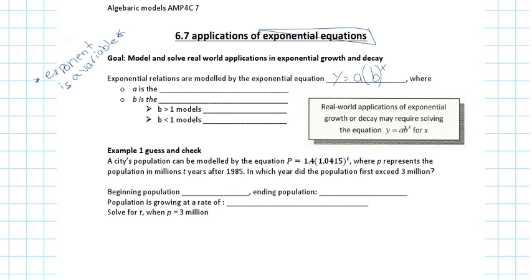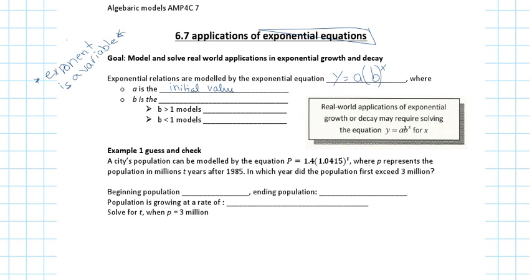So a is called the initial value. That's your starting point. That's what you're going to start with. This is what your principal is. When you're doing your equation, you're starting with this, and then you're going to see what kind of changes you have.